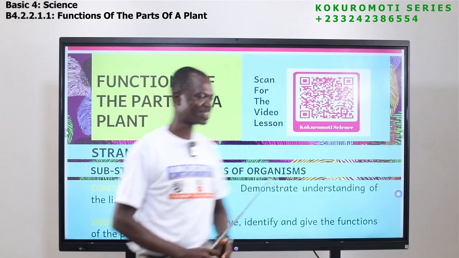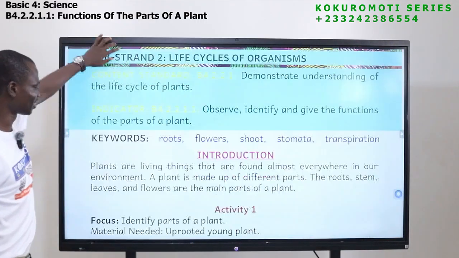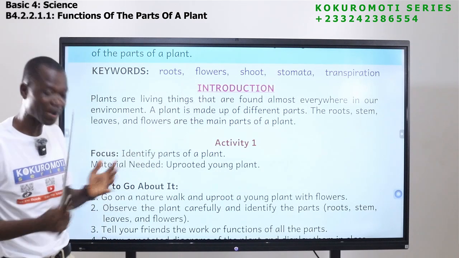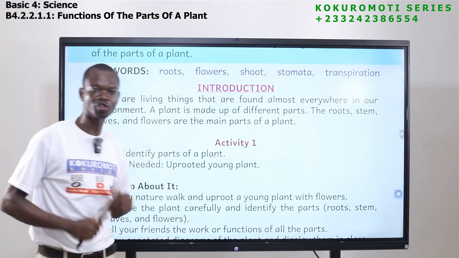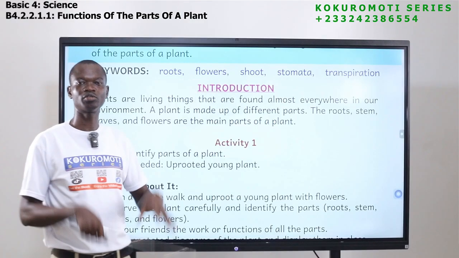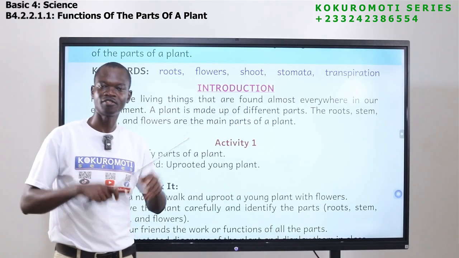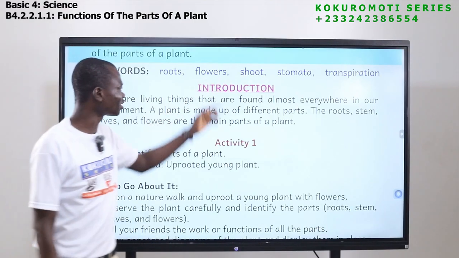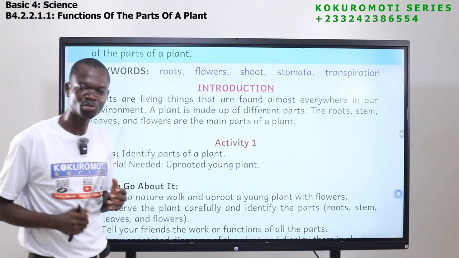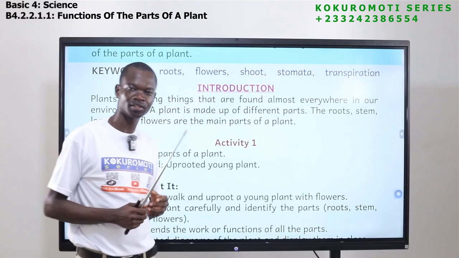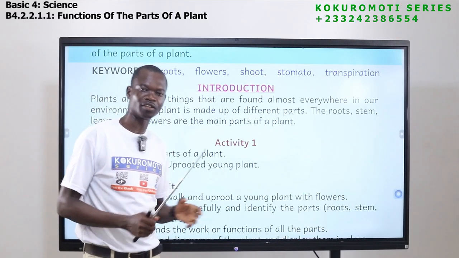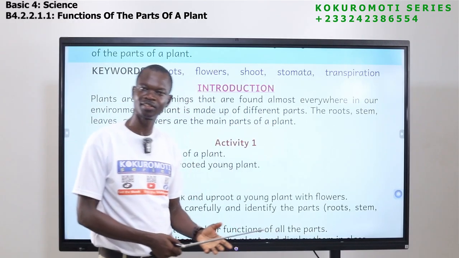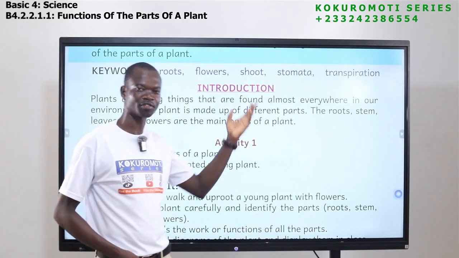Now, let's look at the keywords. So the keywords are here. The first word is roots. So roots is a part of a plant. We find roots in the soil. It is a part of the plant found in the soil, always buried in the soil. The next one is flowers. So you see, flowers too are parts of a plant. Flowers, they produce fruits. And the seeds and the fruit, they come from the flowers.